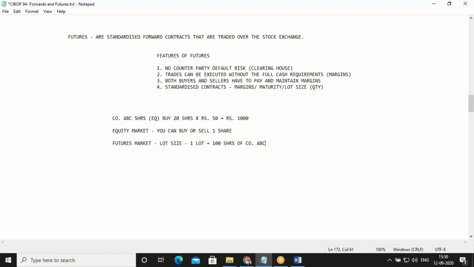Is this clear with everyone in terms of the features? No default risk. Trades can be executed without the full cash requirements. Both buyers and sellers have to pay and maintain margins, and these are standardized contracts. Is this clear with everyone? Please write this down and then we'll talk more about margins.